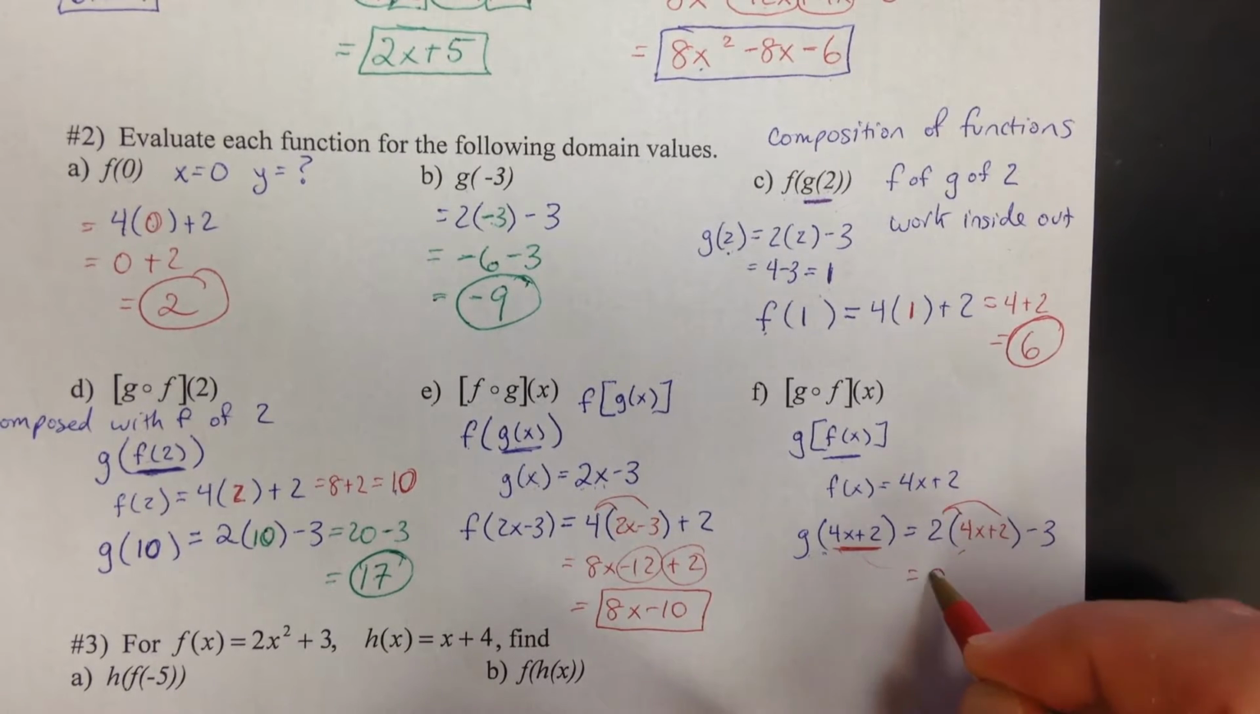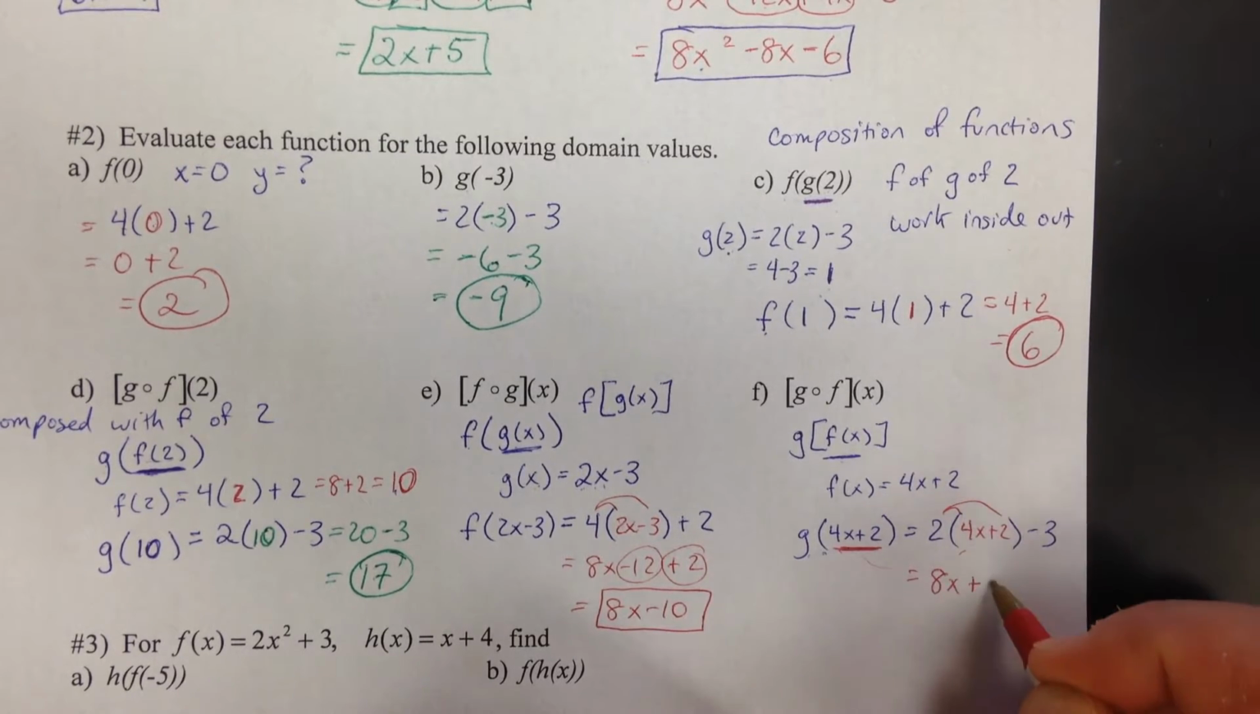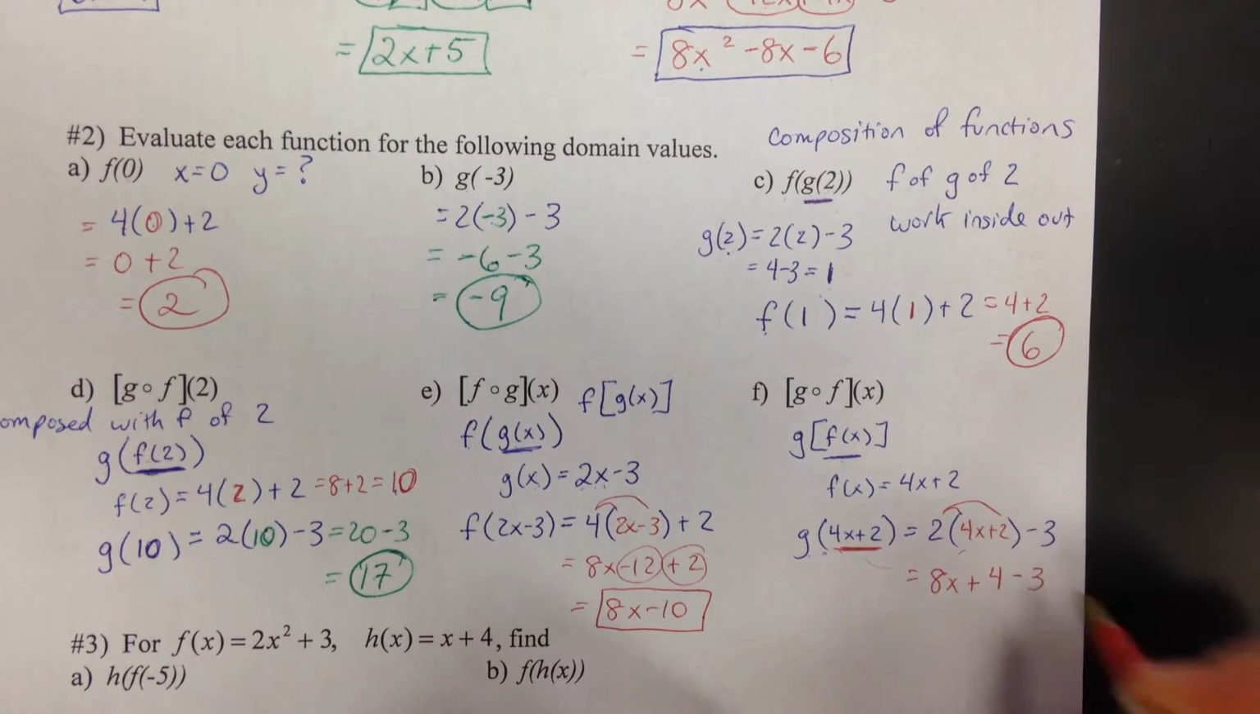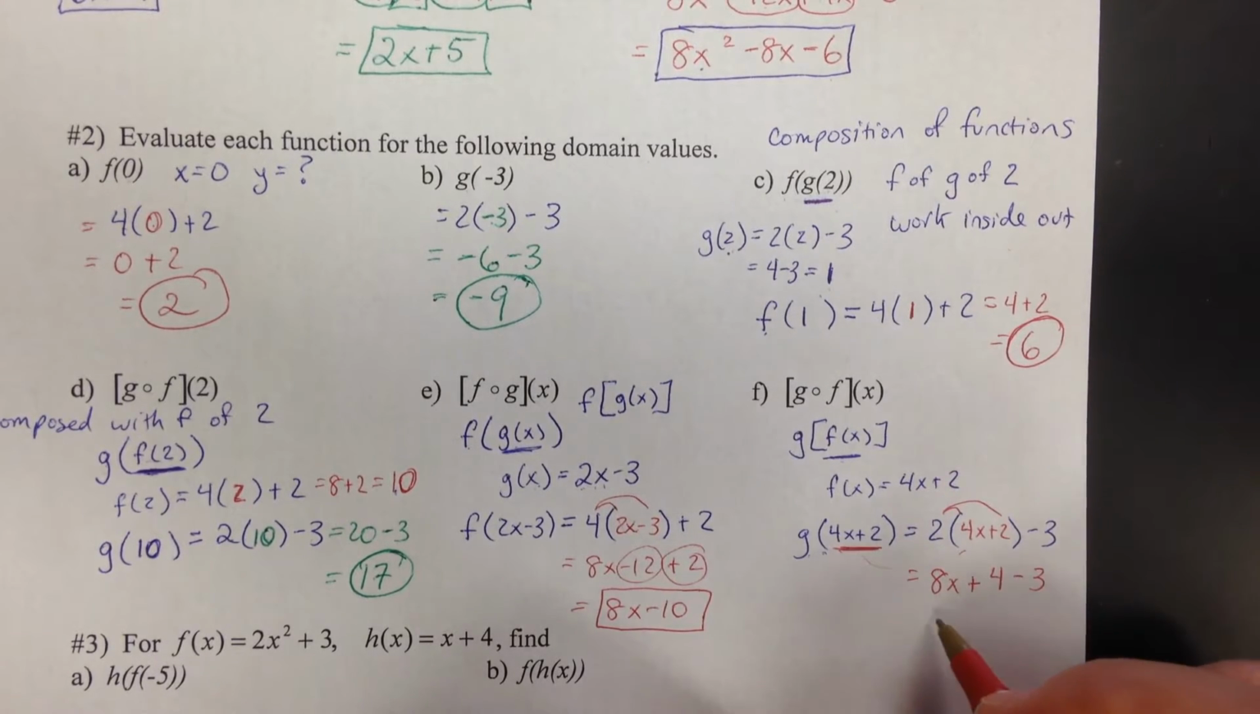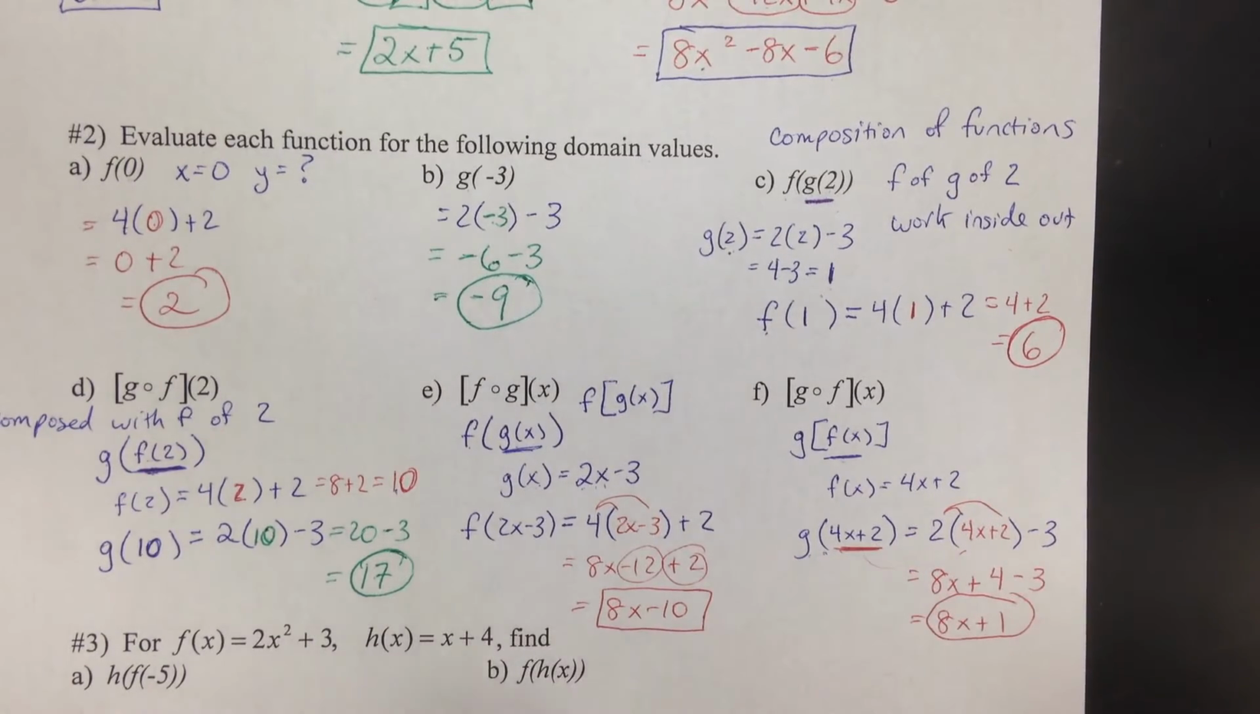Distribute, we get 8x plus 4 minus 3. Combine 4 minus 3, we get 8x plus 1. And that's as far as we go.